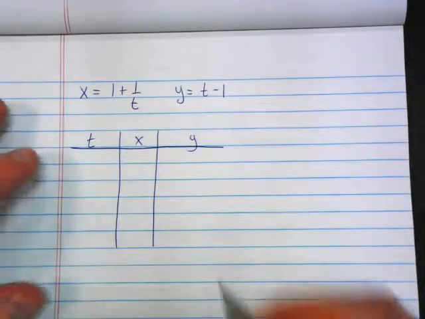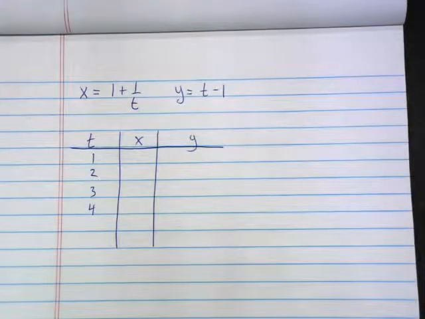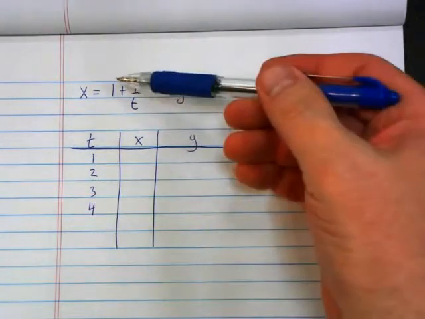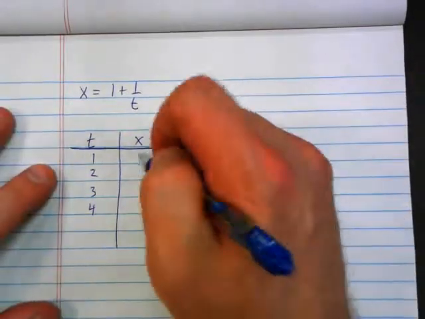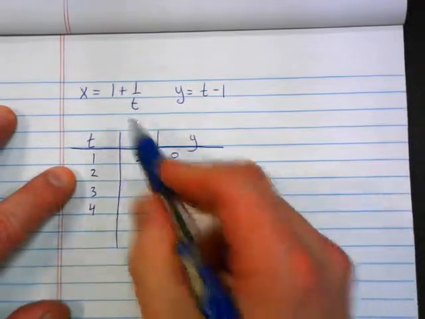Nobody wants to pick? I'll pick some. I'm going to use 1, 2, 3, and 4. Those are some numbers I like a lot. When I plug in 1, what's 1 plus 1 over 1? 2. And I plug in 1 here, 1 minus 1. 0. Plug in 2, 1 plus a half.